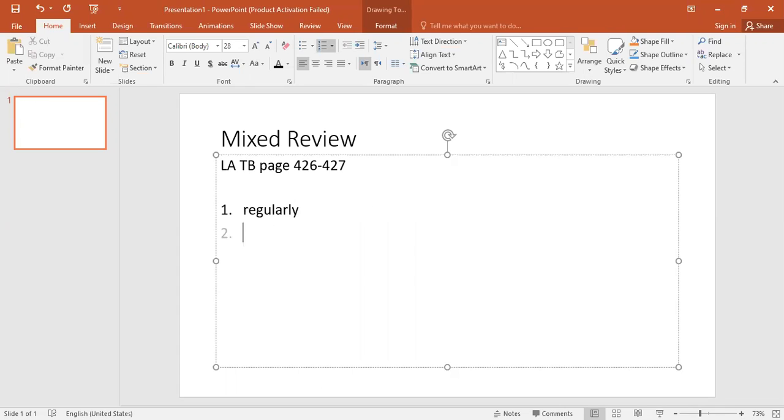Very good. So regularly tells us more about which verb? It tells us when Tyrone and his family go. They go regularly. Thank you. Amr, number 2.